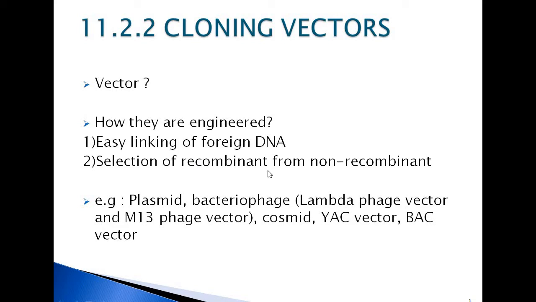The second one is selection of recombinant from non-recombinant. Now what is recombinant? A recombinant is a vector in which our desired gene has been inserted, meaning in the host it can be expressed. Whereas non-recombinant means a vector in which our desired gene has not been inserted.